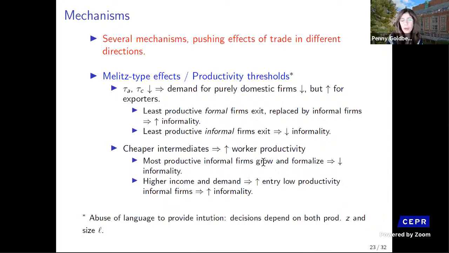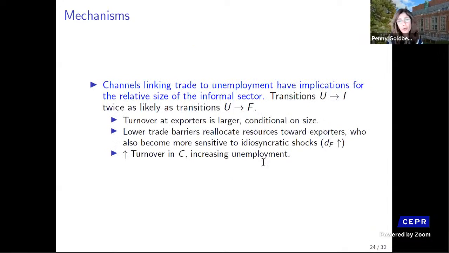Then, along the same lines, trade also decreases the price of intermediates, and that means it increases labor productivity. So the most productive informal firms may grow and formalize, and that would tend to decrease informality. But at the same time, there is higher income and demand, so that will increase the entry threshold for low productivity informal firms, so that may increase informality. So the effects can go either way, depending on how these thresholds move, which is an empirical question. And again, to remind you, we have for each sector two thresholds, one for being formal or informal, and the other for entering or not entering. We allow them to be separate for manufacturing firms and for service sectors. So this is the first type of mechanisms.